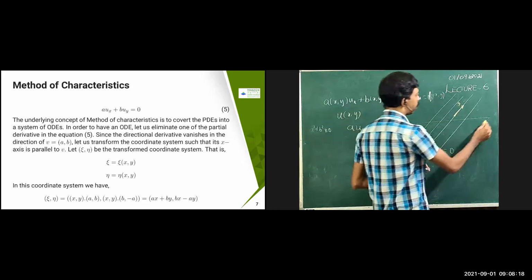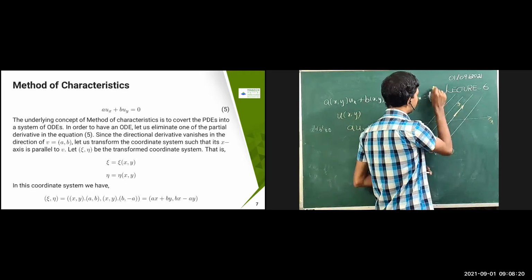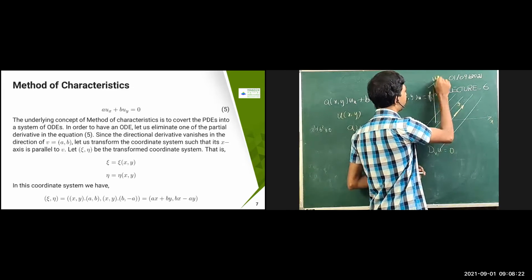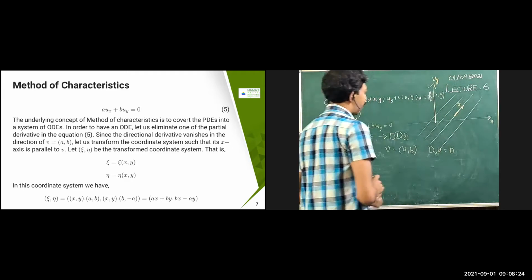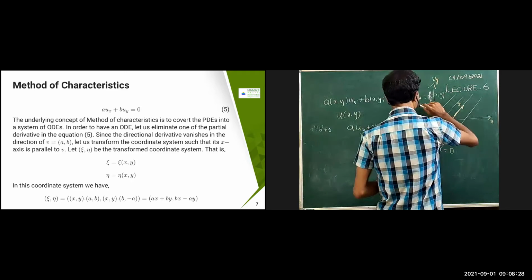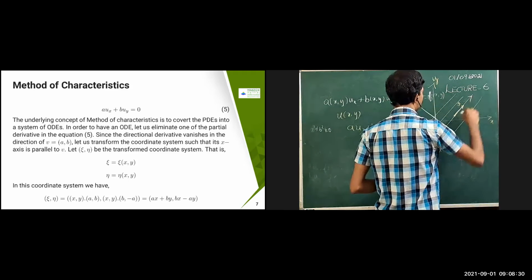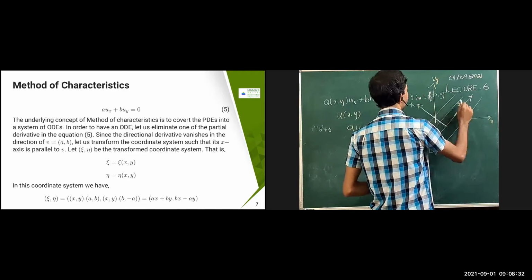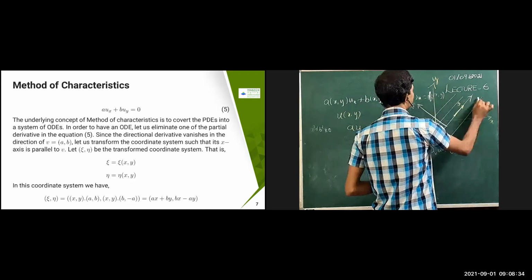So what is this one? This is x, right? This is x and this is y, right? So now what I'm trying to do is transform this problem into this one. This is going to be y and this is going to be x, like this.